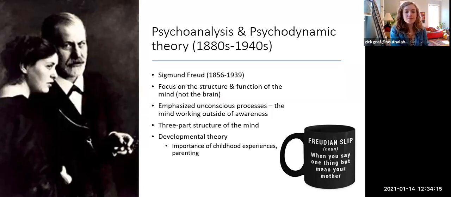And Freud's model of psychology emphasized unconscious processes, so things that are happening in the mind outside of our conscious awareness. And what Freud's theory, the psychodynamic theory, is most known for is the three-part structure of the mind and the psychosexual theory of development. So those two specific things don't really have any evidence base. We don't consider them valid theories anymore in modern psychology.